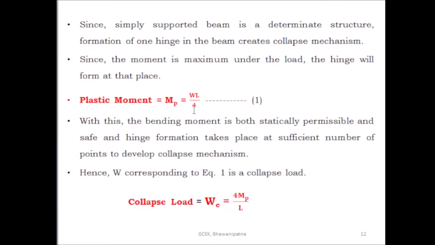So from this relation, the plastic moment is equal to WL by 4. From this relation, we will find out the collapse load of the structure. So WC is equal to 4 MP by L. This is the collapse load of the simply supported beam.